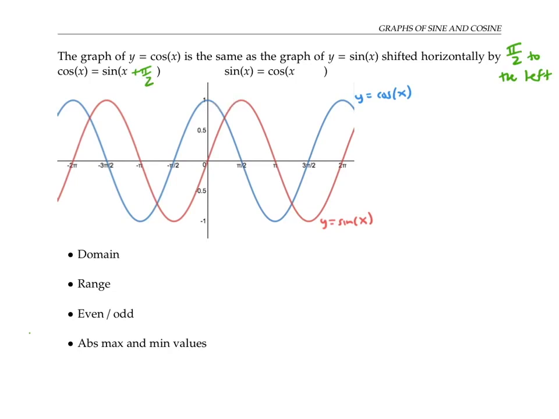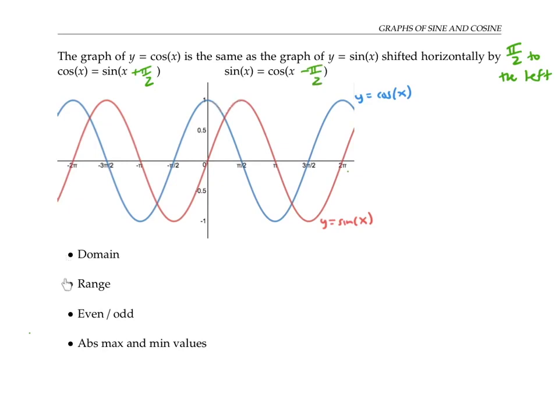Or we can think of the graph of sine as being constructed from the graph of cosine by shifting the cosine graph right by pi over 2. That means we can write sine of x as equal to cosine of x minus pi over 2, since subtracting pi over 2 on the inside shifts the cosine graph to the right by pi over 2.